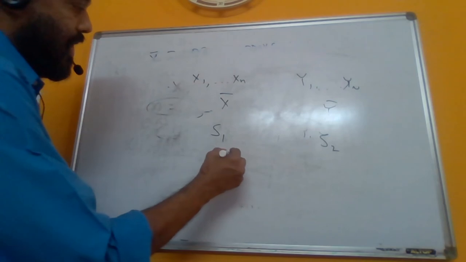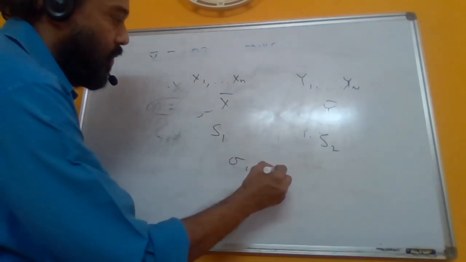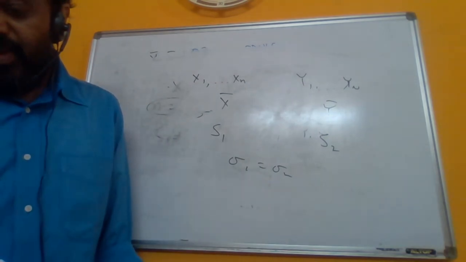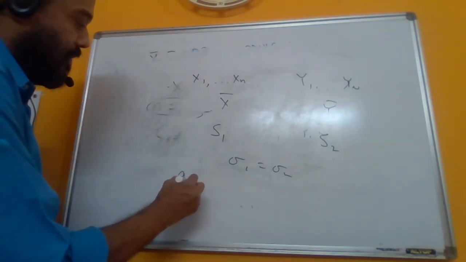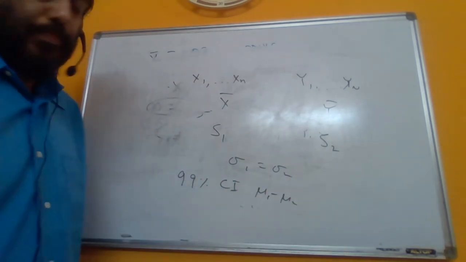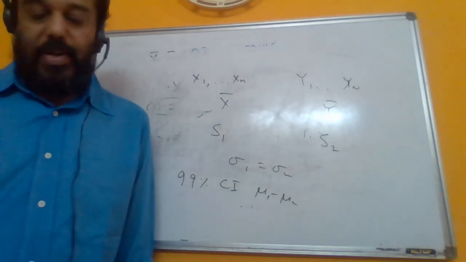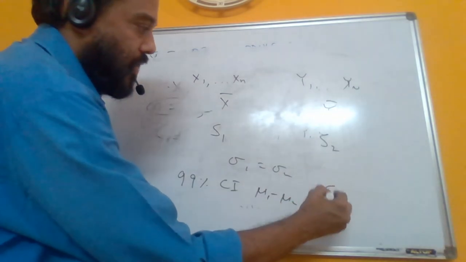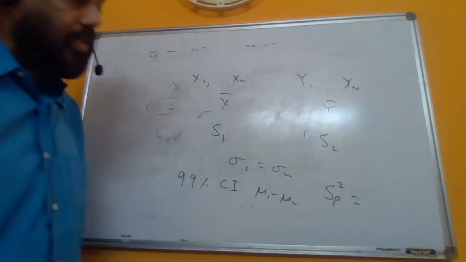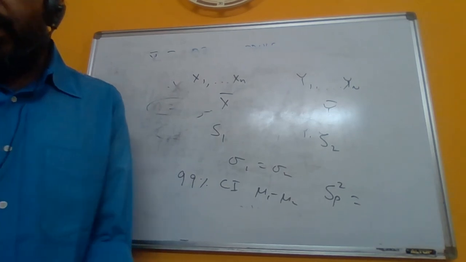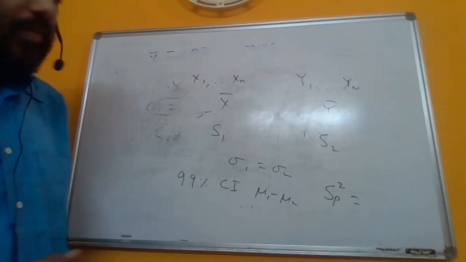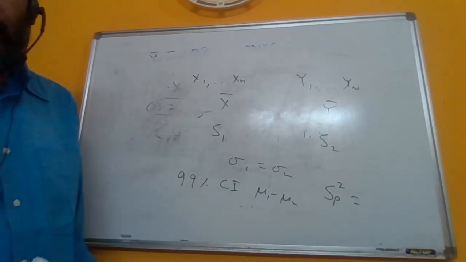They have assumed that sigma 1 is equal to sigma 2. So this is not case 4, this is going to be case 5. And they want you to find out the 99% confidence interval for mu 1 minus mu 2. So this is extremely straightforward. This is case 5. So you will find out the pooled estimate, SP, or the pooled variance, SP square, like we discussed in the class. And then you should be able to find out what is the 99% confidence interval.